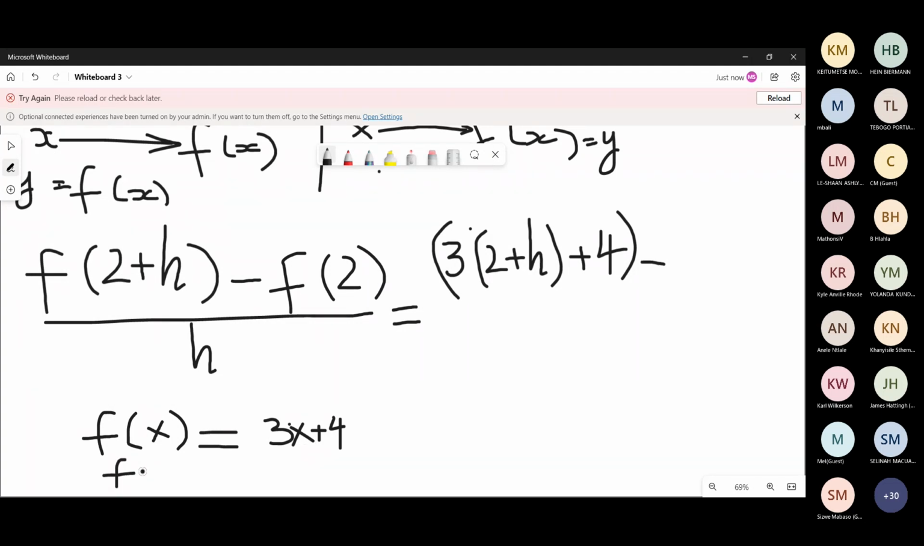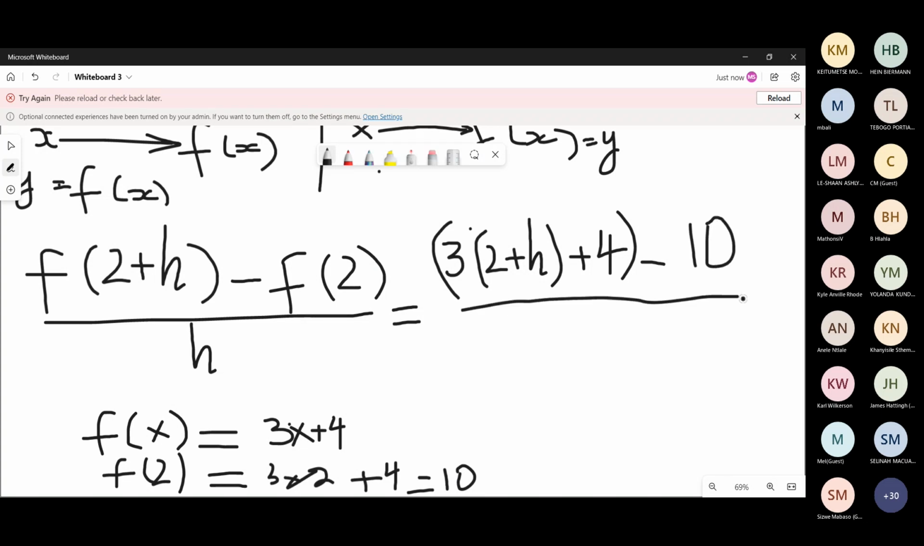Let me put here down so everybody can see where we are. This is simply 3 times 2 plus 4. And this is equal to 10. Right. Great. Then here we have minus 10. And we divide by the value h itself, right? It's clear. Let me delete all of this.